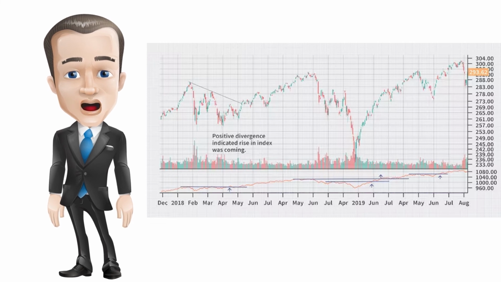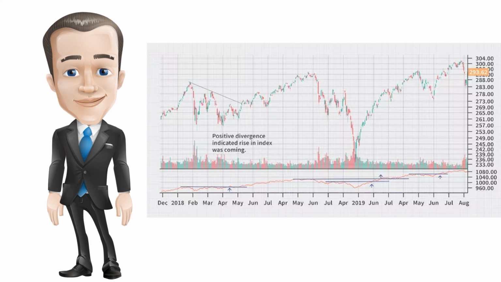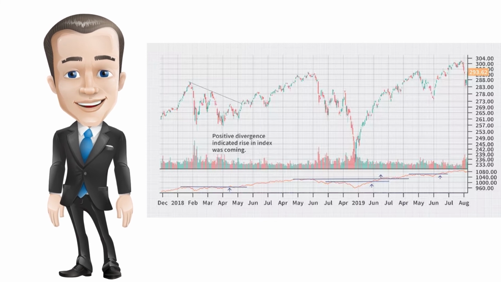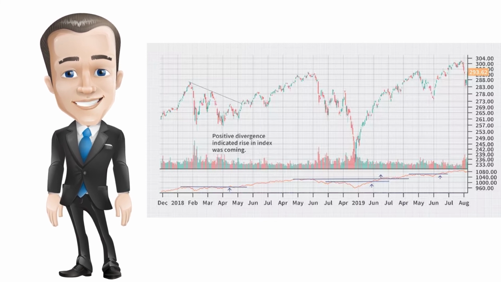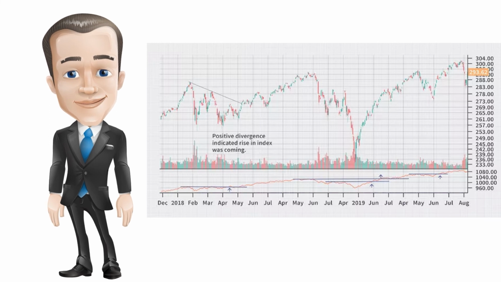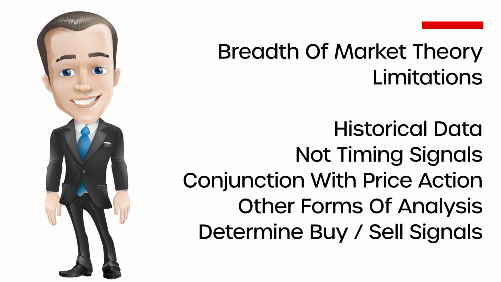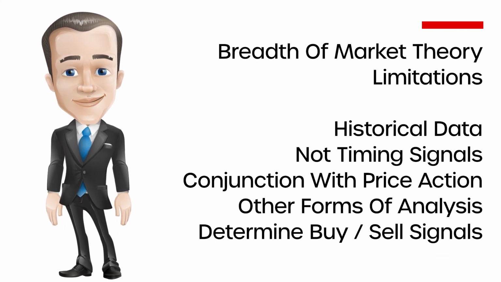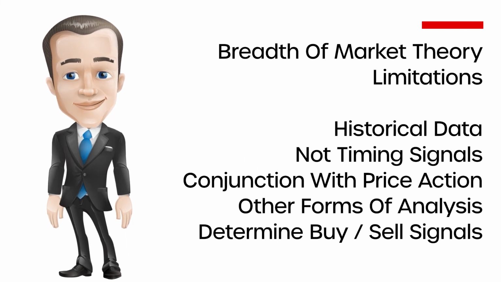Once again, in early and mid 2019, the New York Stock Exchange AD line moved above prior highs in advance of SPY moving above corresponding highs. The S&P 500 followed suit and eclipsed the prior highs. Breadth of market theory limitations. Breadth of market theory is looking at historical data. Like any data, new data could come in to invalidate the old.